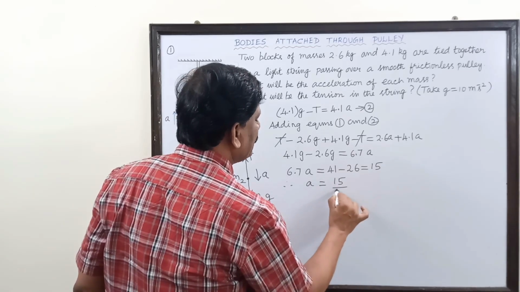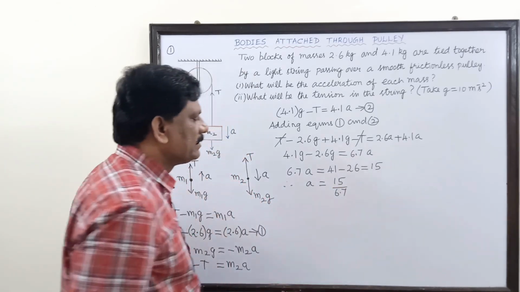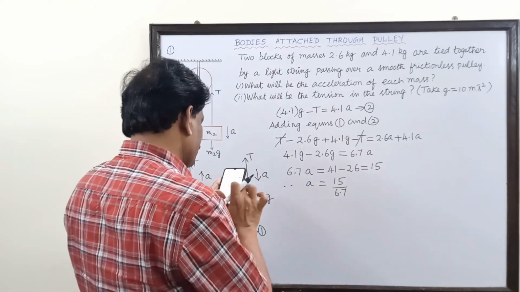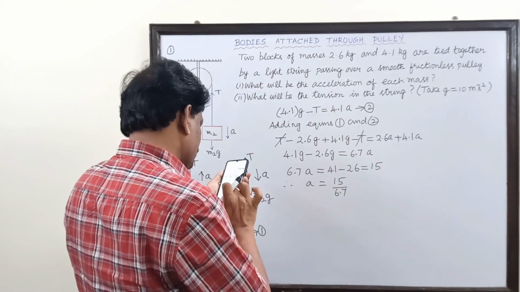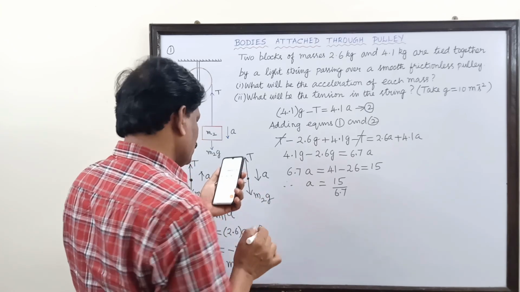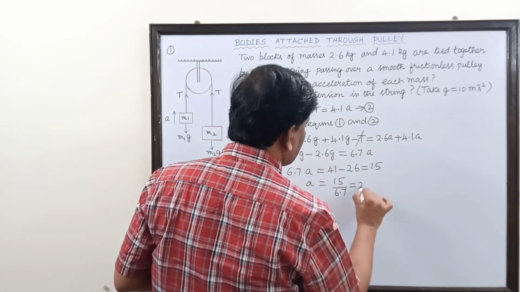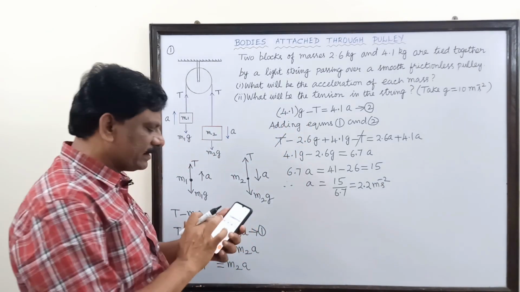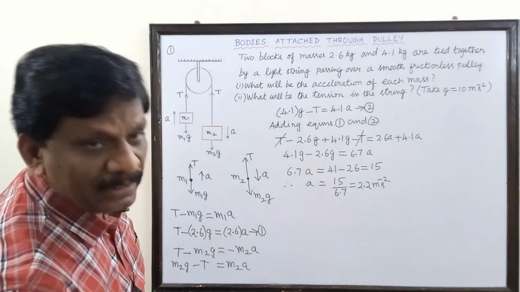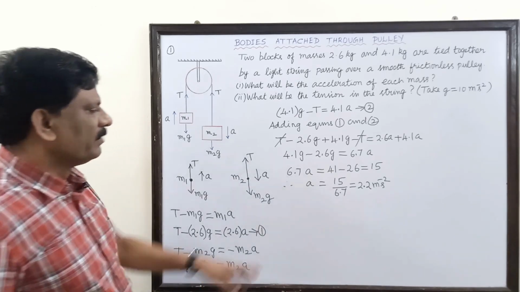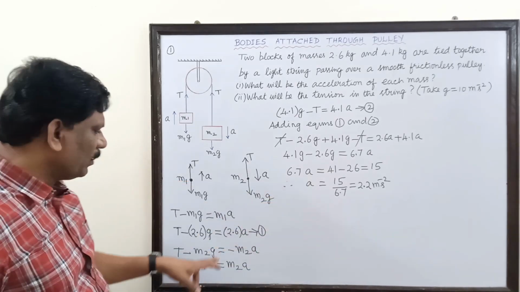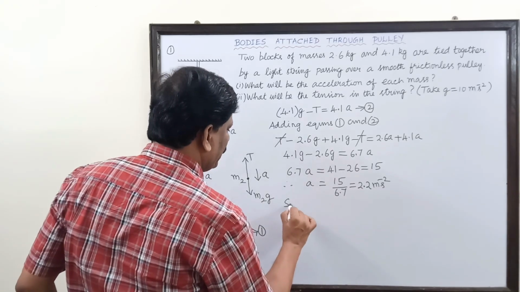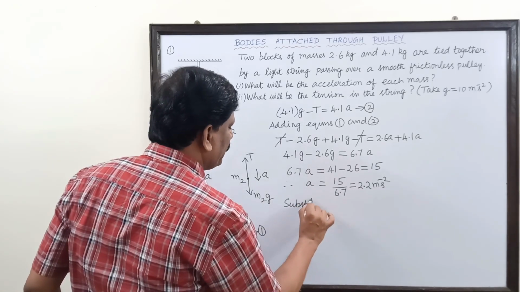15 divided by 6.7. So let us use the calculator now. 15 divided by 6.7, so this is 2.2 meter per second square. So we have got the acceleration as 2.2 meter per second square. Now if you substitute the value of a in any one of the equations 1 and 2, you will get the tension. Okay.